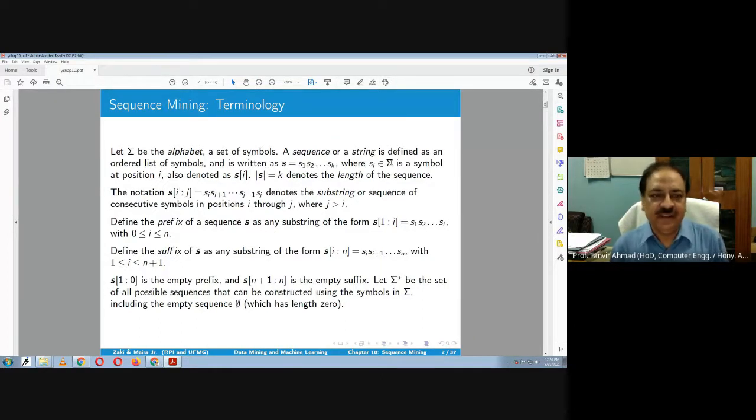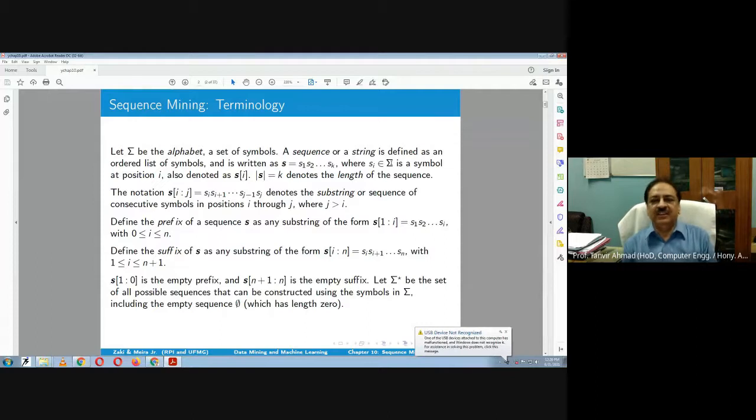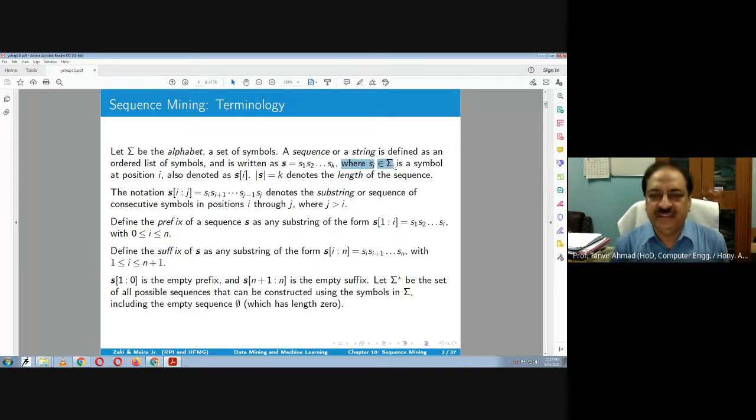Let sigma be the alphabet, that is a set of symbols, and a sequence or a string is defined as an ordered list of symbols, written as S = S1, S2 to Sk, where each Si is an element of sigma. When I say Si, it means that symbol is at position number i. Now, whenever we implement such an algorithm, let us see how we are going to give the notations.